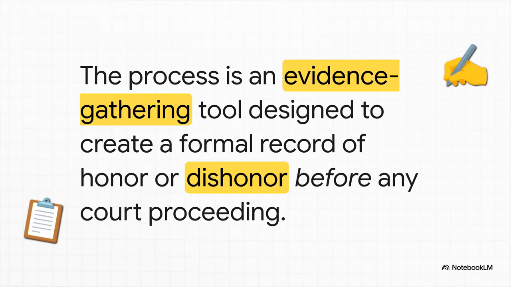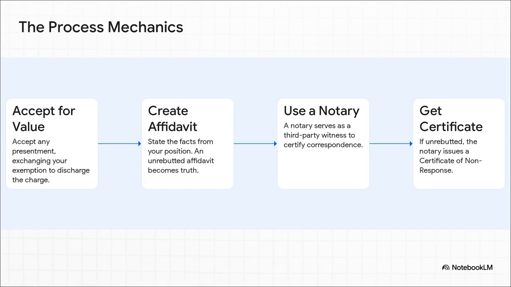Now, it's really important to understand that this process is not about arguing in a courtroom. Instead, think of it as a pre-court evidence-gathering protocol. The entire objective is to create a formal, official record that establishes the facts and determines who has acted in honor or dishonor, all according to these commercial rules. So let's walk through the operational sequence here. Step 1 is accept for value. This is where you take any bill, charge, or ticket, you endorse it in a very specific way, and you send it back. The claim is that you're using your credit, your exemption, to discharge the charge.